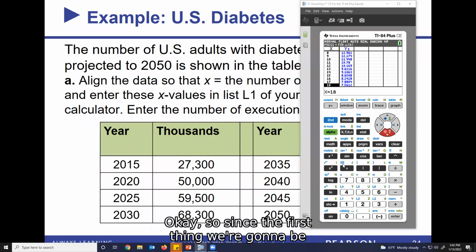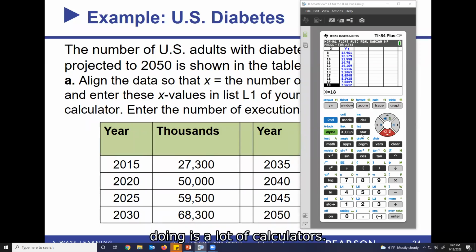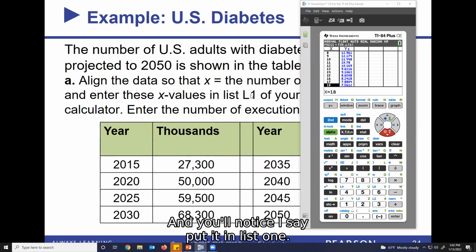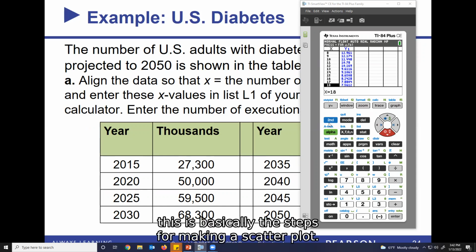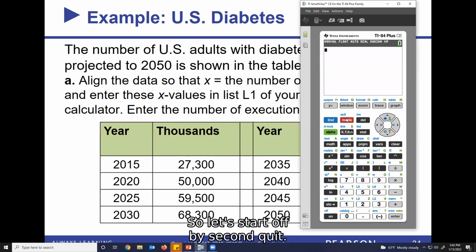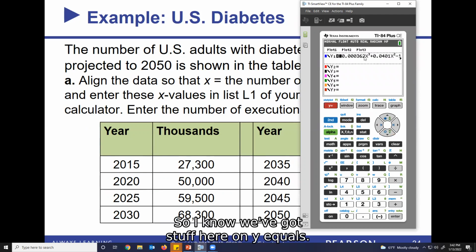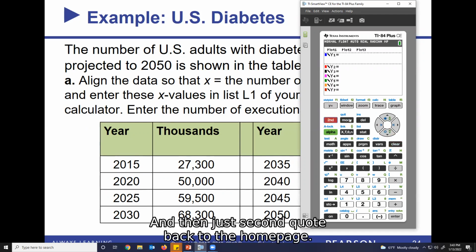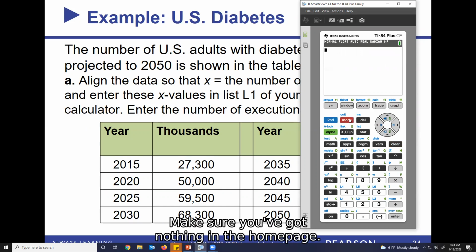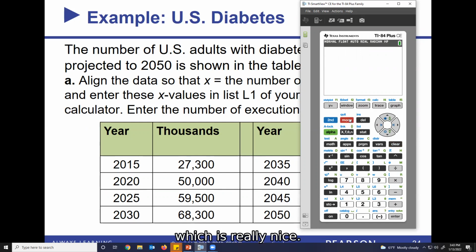Okay, so since the first thing we're going to be doing is a lot of calculator setup, and you'll notice I say put it in list 1. So what exactly do I mean? This is basically the steps for making a scatter plot. So let's start off by second quit. I know we've got stuff here in Y equals, so let's go ahead and clear it out. And then just second quit back to the home page. Make sure you've got nothing in the home page. Just start with a fresh calculator, which is really nice, okay?